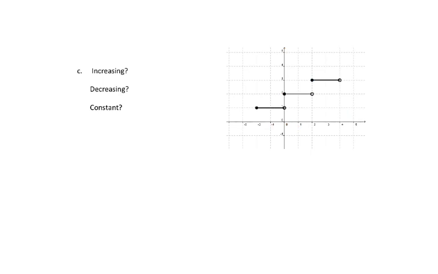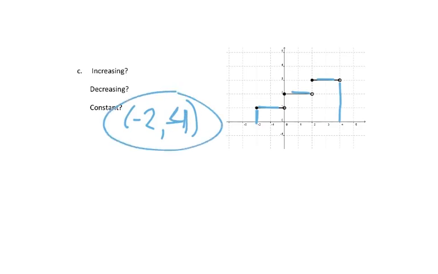So if we look at this, we can see that it's horizontal straight across for the whole entire thing. It starts horizontal at negative 2, so that's the constant part. And then it stops being horizontal when the graph ends, because there's no arrows, at 4. Everything in between is constant. Now there's no ups and there's no downs. There's no increasing or decreasing. This graph just has constant pieces.